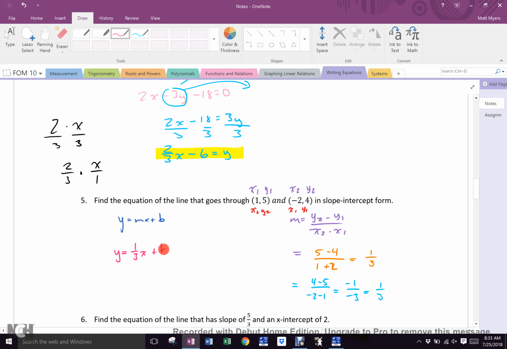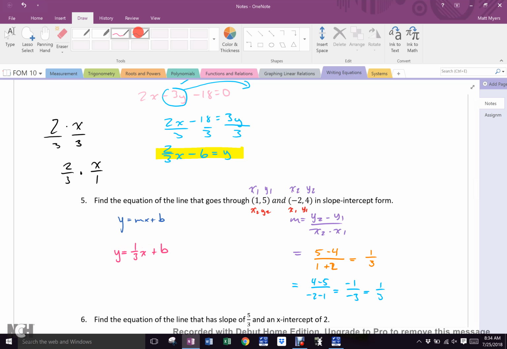I can find the B in a whole lot of ways, can't I? Give me one way I could use to find B. I could fill in the X and Y. With what numbers, Zach? The numbers from the question. Why am I allowed to do that? Because both of these are just X's and Y's. And what are these? X's and Y's. Does it matter which one I use? No. I have two choices.